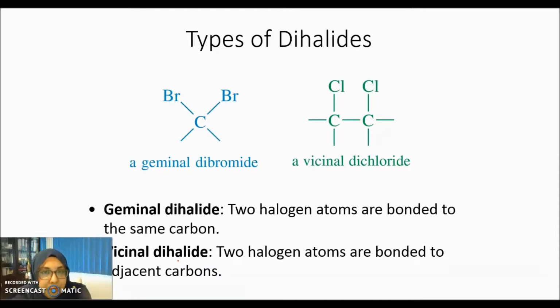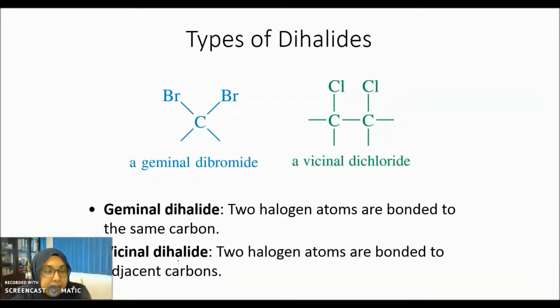So we have two types of dihalide: geminal and vicinal. Geminal is when two halogen atoms are bonded to the same carbon. Vicinal dihalide is when two halogen atoms are bonded to adjacent carbons.